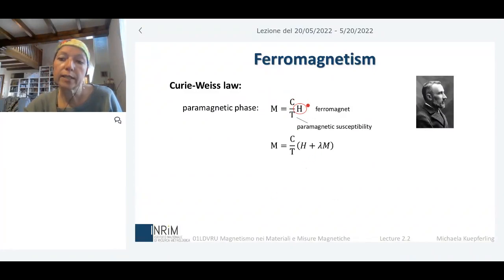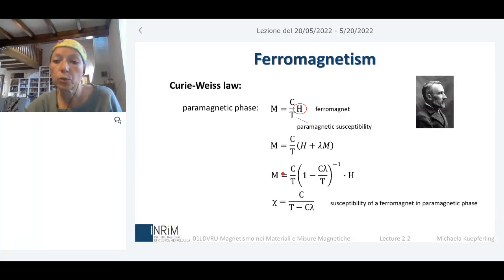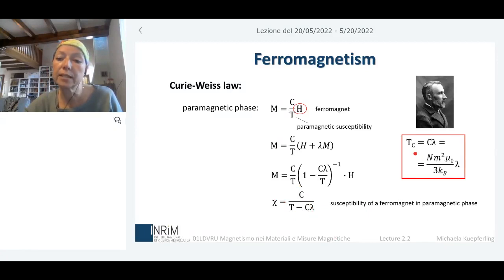Now, having only H, we have again the Weiss molecular field, and we can calculate this equation, and we will find that now the susceptibility of a ferromagnet in the paramagnetic phase is equal to C divided by T minus C times lambda, and C times lambda is exactly this critical temperature. So the Curie temperature. So the Curie temperature is proportional to the molecular field constant lambda and C, the Curie constant.